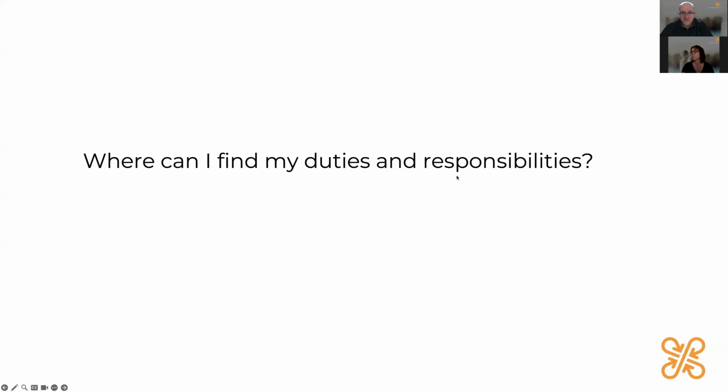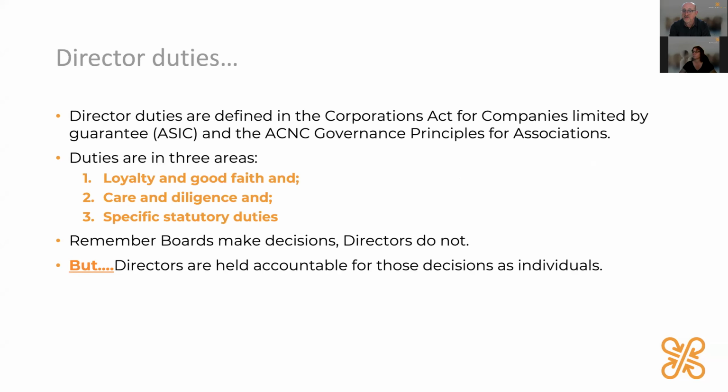So again, in the vein of posing things as questions, where can I find my duties and responsibilities? If I was unclear, where can I go to get them? These days you can just search the internet, but let's go to the sources here, okay? Director duties are defined within the Corporations Act for companies limited by guarantee, and the ACNC's governance principles for associations also define these. The duties are in three areas. Firstly, the duty of loyalty and good faith. The second, care and diligence. And the third, the specific statutory duties. Statutory duties mean the legal obligations that you as a director have to abide by. Then it's pretty black and white, folks, on this, okay? There's no gray area on these things.